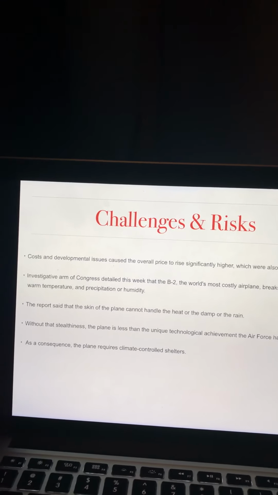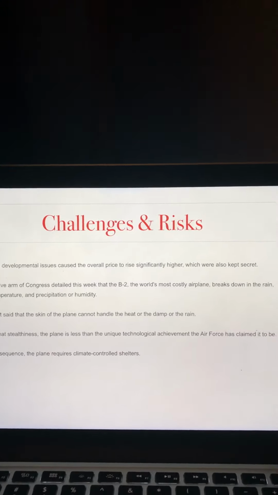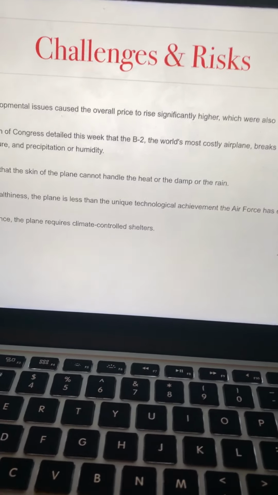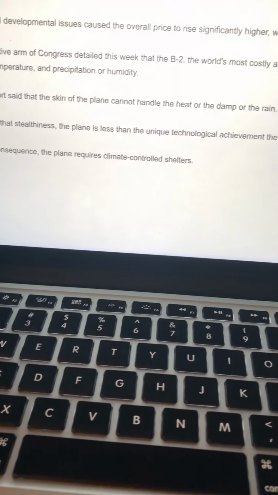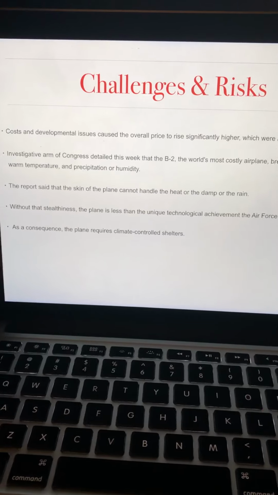in 1991 in one of the reports in the New York Times, that the world's most costly airplane breaks down in rain, warm temperature, and in humid environment. The report said that the skin of the plane can't handle the heat or the damp of the rain. So without this stealthiness, the plane is less than the unique achievement the Air Force has claimed it to be. As a consequence, the plane requires climate control shelters, which adds to the overall cost and the problems and more challenges.